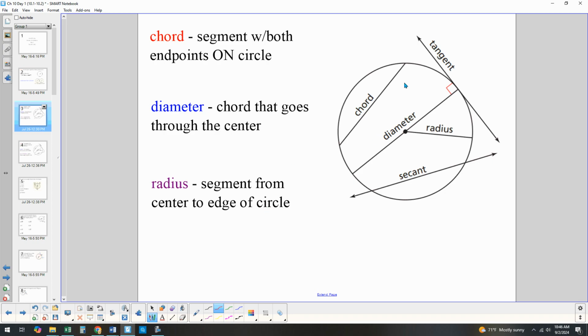So a chord is any segment where both of the endpoints are on the circle. So this chord right here starts on the circle, ends on the circle. It's a segment, that's a chord. The diameter is another type of chord because we see that there's an endpoint on the circle, an endpoint on the circle. It just so happens that this one goes through the center, so that makes it a diameter. And a radius is any segment from the center to the edge.